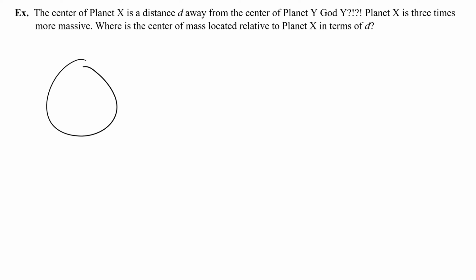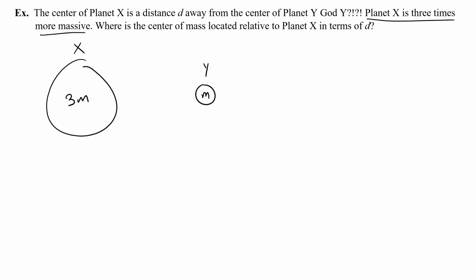Let's draw planet X. It's much bigger. And over here we'll draw planet Y. And it gives us this information about the times more massive. Planet X is 3 times more massive. So what that's a call to do is to say, okay, planet Y, let's just call that mass M. And so the mass of planet X is going to be 3m.